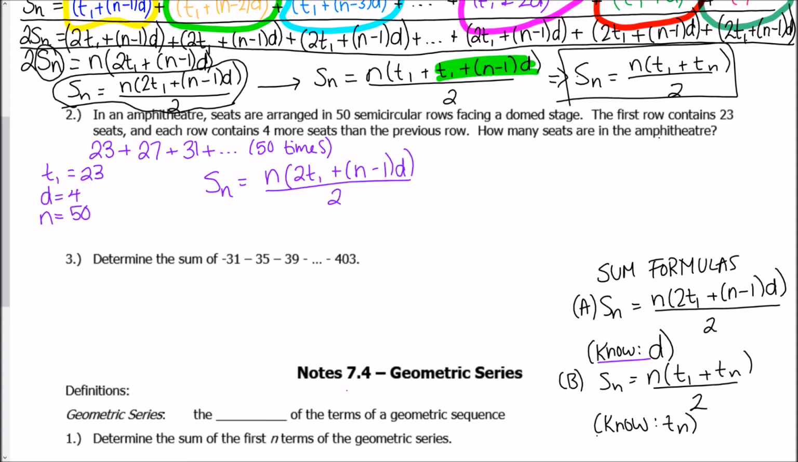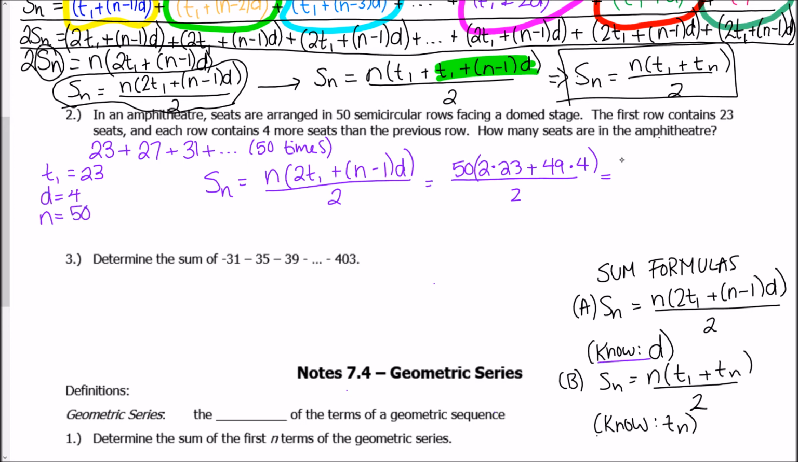Now all I have to do is just plug in my information. So here we know that n is 50, so I'm going to do 50 times 2 times t sub 1, which we know is 23, plus n minus 1. If n is 50, then n minus 1 would be 49, so this is 49 times d, which is 4, all over 2. So I'm just going to go ahead and evaluate all of this right here.